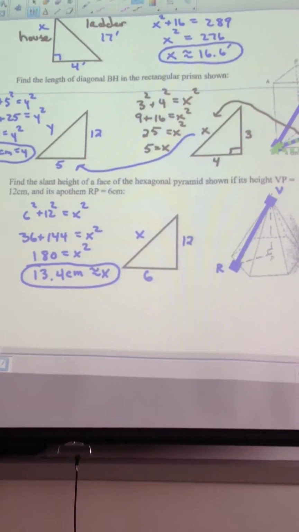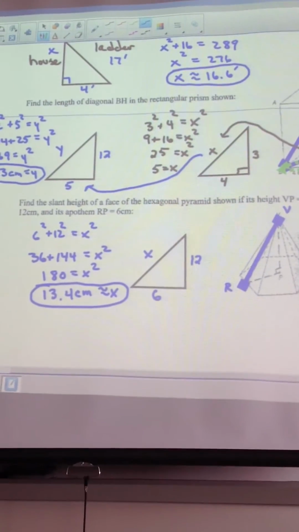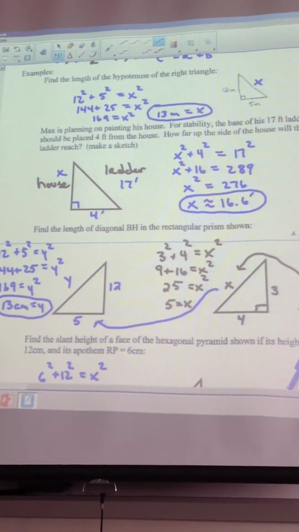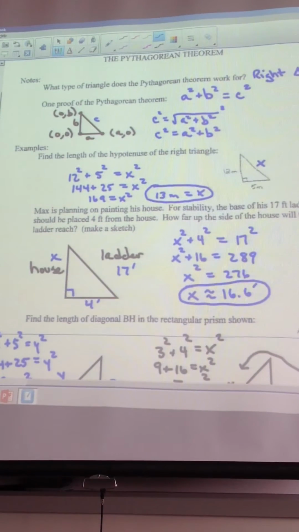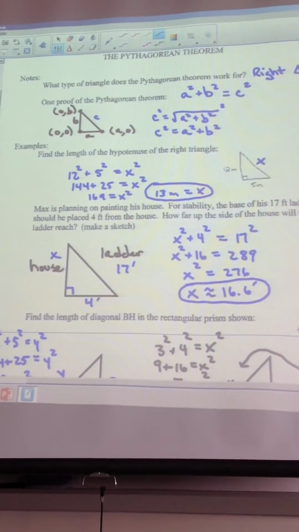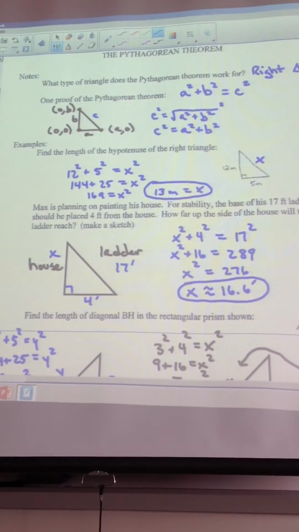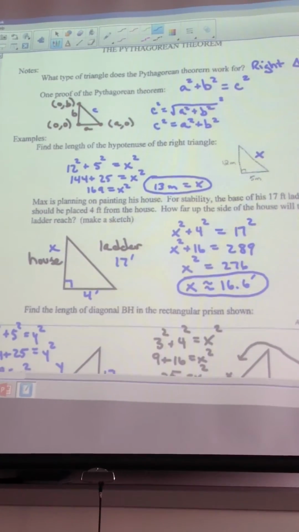Okay? So review of the Pythagorean theorem that you learned when you were in junior high. A squared plus b squared equals c squared only works for right triangles. Please make sure that the hypotenuse side is always the longest side. You have to look opposite the 90-degree angle in order to find the hypotenuse. No matter how the triangle is turned, you have to find the 90-degree angle and look opposite.